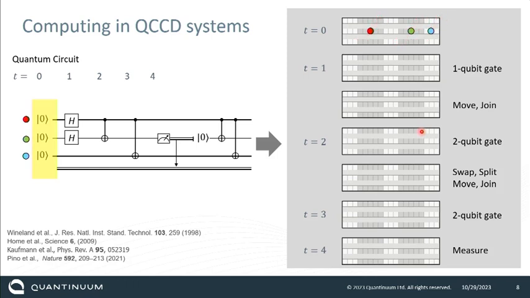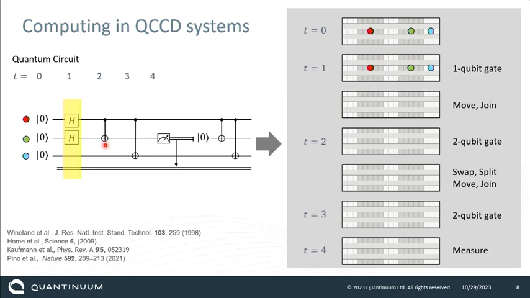All of our gates are driven by laser beams. The next step, we're going to perform a single qubit Hadamard on the red and the green qubit. So you'll notice that they are in the gate zones ready to go. So we can go ahead and perform that gate.